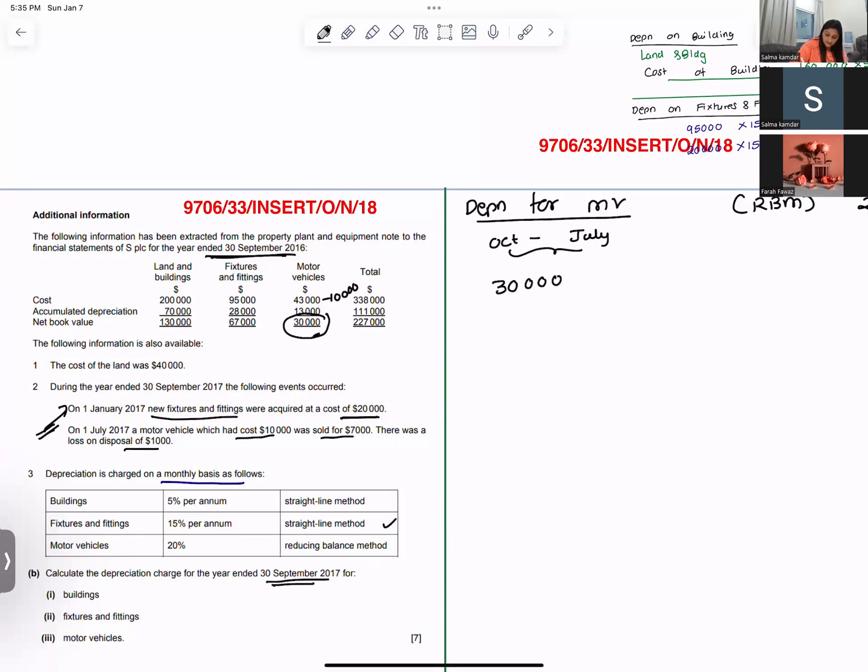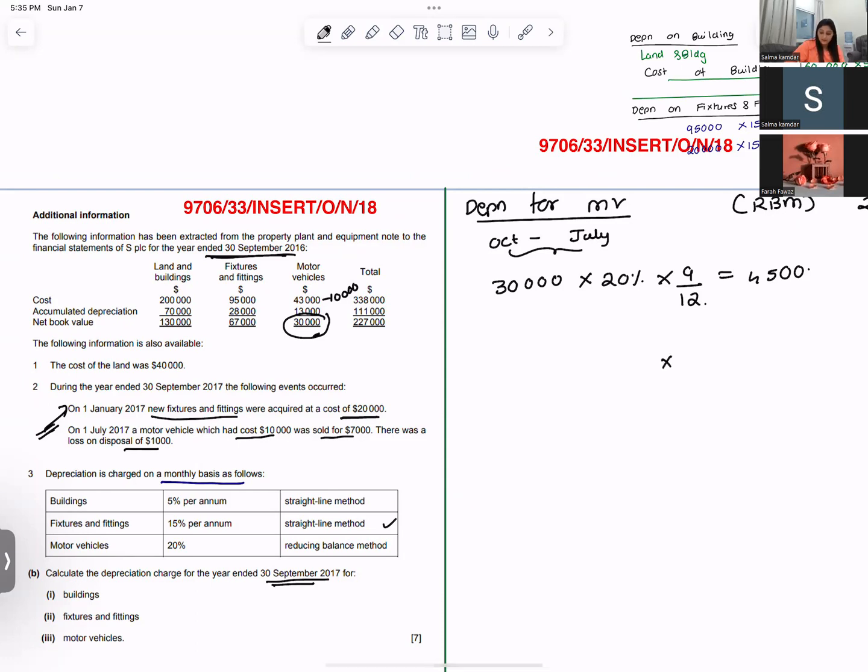Into how much percent? 20%. October, November, December, January, February, March, April, May, June: 9 months. So for 9 months, you're going to charge depreciation on the full value, 4,500. Are you with me?